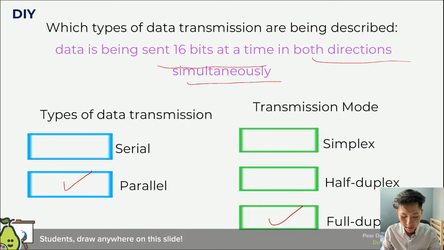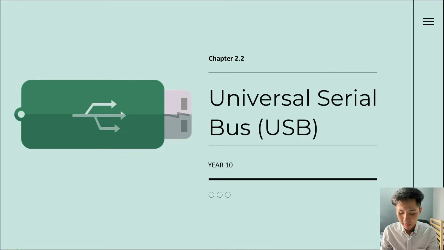All right, so that's the types and modes of data transmission. Make sure you understand the advantages and disadvantages of each so that you can understand which data transmission mode to use depending on the scenario given. All right, so the next subtopic that we are going to go into is called the Universal Serial Bus, USB.